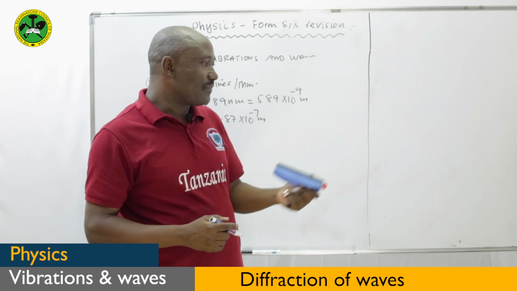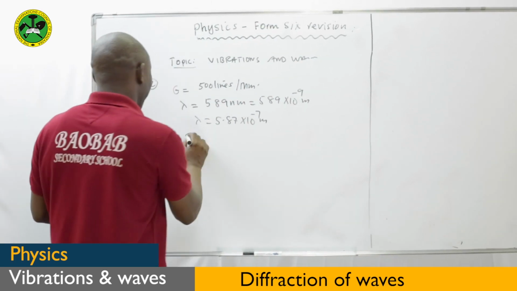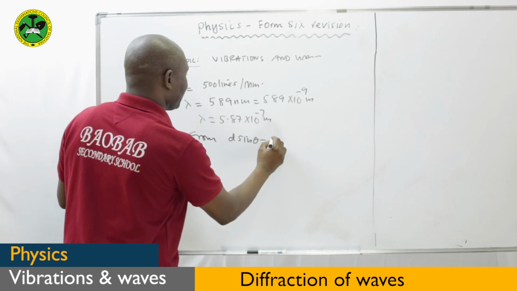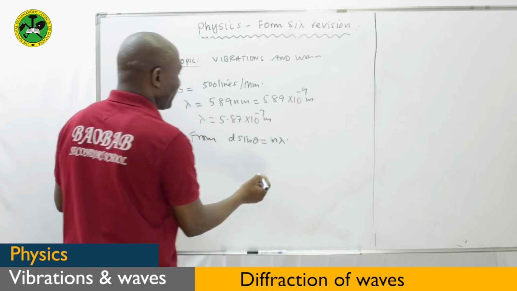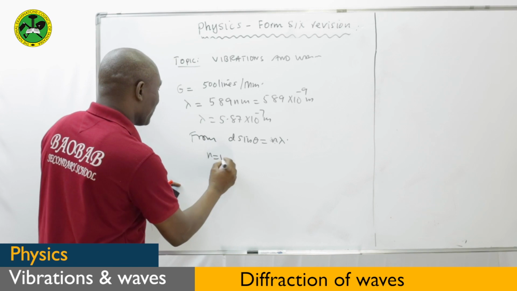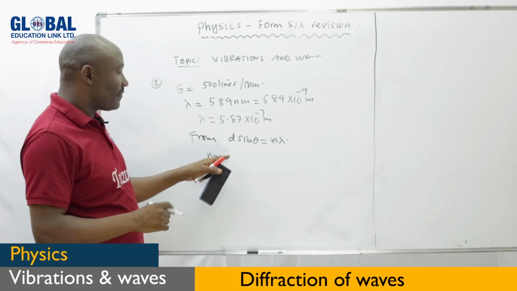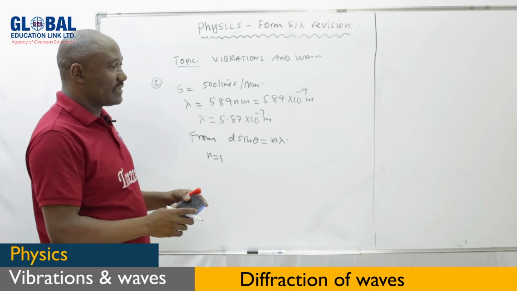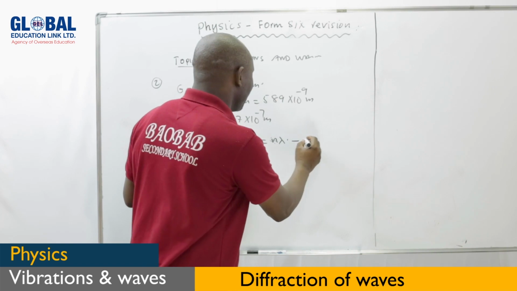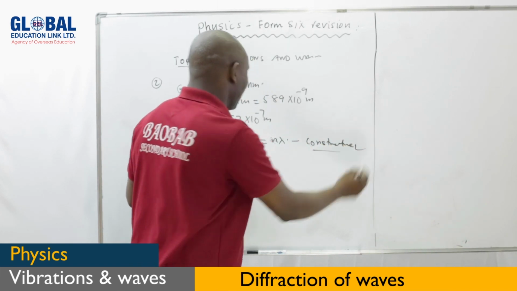So here we have part A. We are using this formula: d sine theta equals n lambda. When n equals 0, we have the central maxima, but here we start with n equals 1, the first maxima. The formula for finding the image is the formula which produces constructive interference.